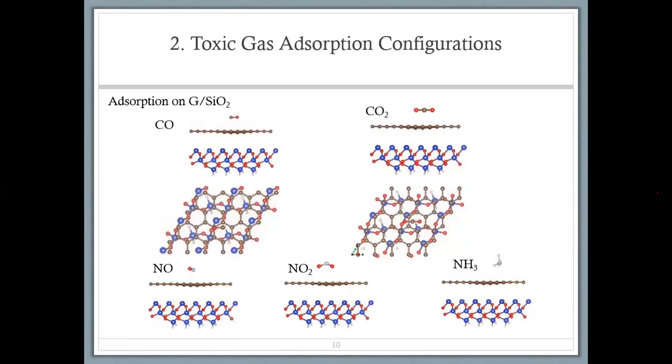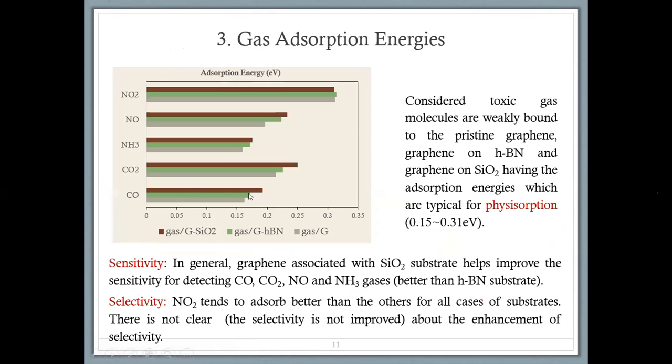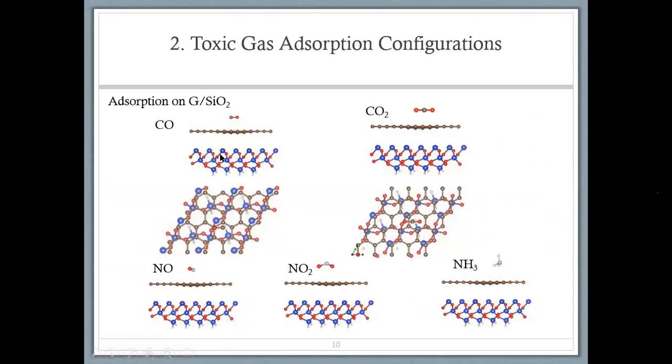In the case of silicon dioxide, the gas adsorption configuration shown here is different from boron nitride. When we put the graphene on the silicon dioxide, the graphene has changed in its geometrical structure. It's not planar, like this.